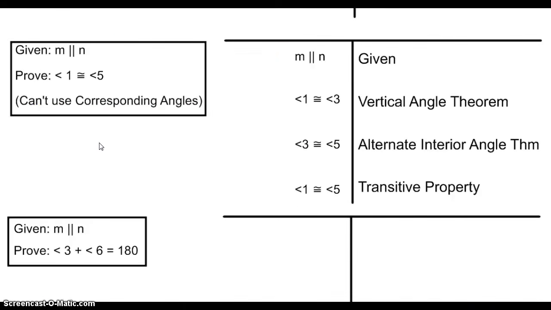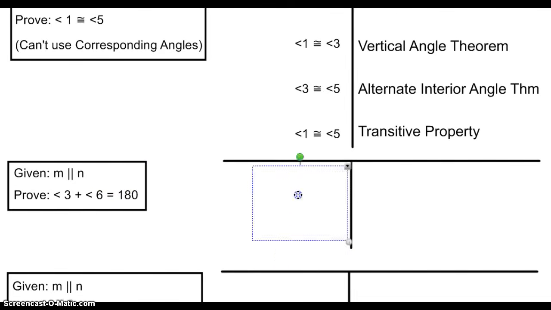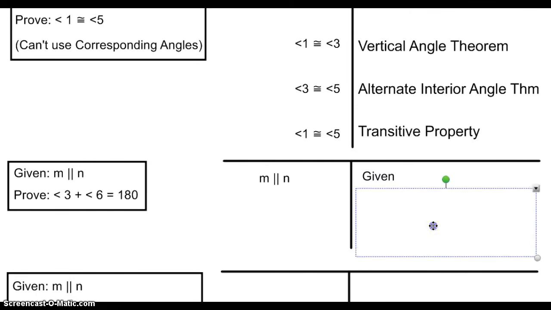Now I have a feeling that you can do the third one by yourself. So try and pause the video here and do it by yourself. Alright, let's see what you've done. So hopefully you should have started out with m is parallel to n. That's given. Remember, that's how we start all of our proofs.